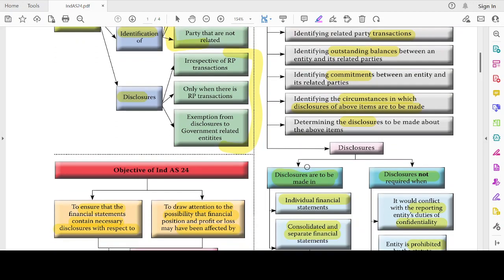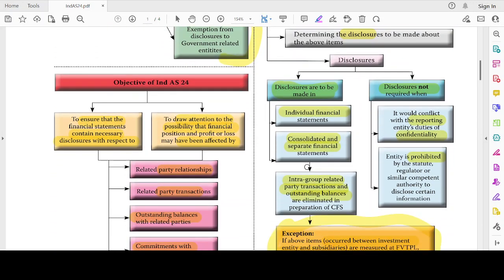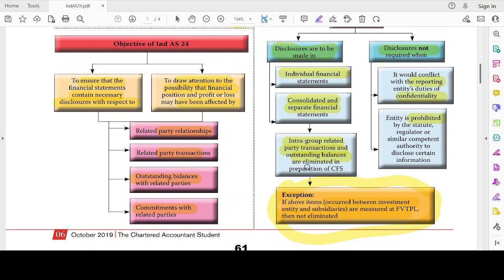What are disclosures? They have to be made either in the individual financial statements or the consolidated and separate financial statements. Individual financial statements means the standalone financial statements. Intra-group related party transactions and outstanding balances are eliminated in the preparation of consolidated financial statements, right? Because it is double accounting. So those are eliminated.